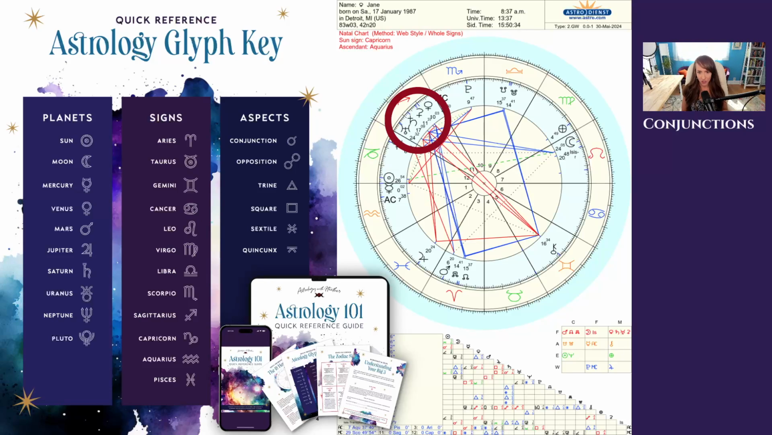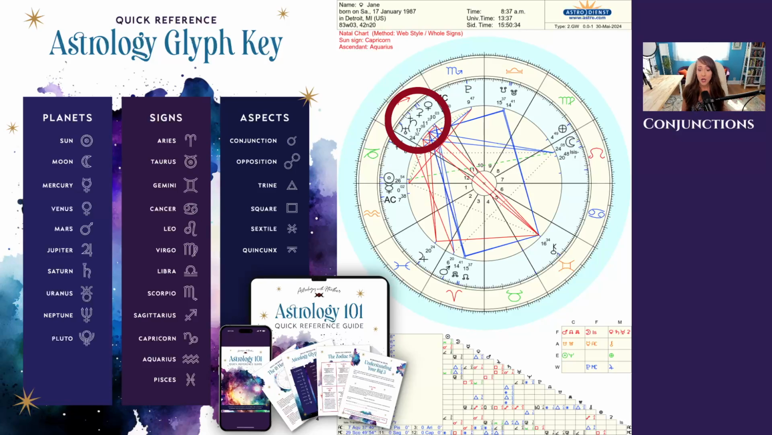The sign-based conjunctions are literally when you have 2 or more planets, these glyphs, that are in the same zodiac sign. So you can see here that we have Uranus, Saturn, and Venus, along with the asteroid series, which we don't really talk about in the Astrology 101 guide, but I do teach in depth and in detail in my courses, including the Cosmic Academy of Astrology and my medical astrology course. And so this is what a conjunction looks like. There are multiple conjunctions within this birth chart.